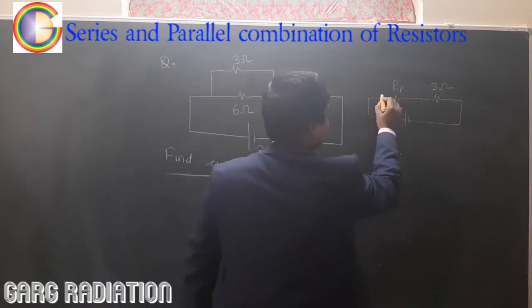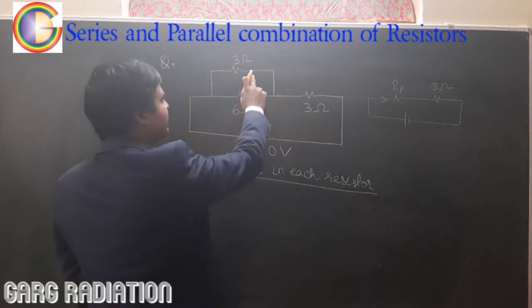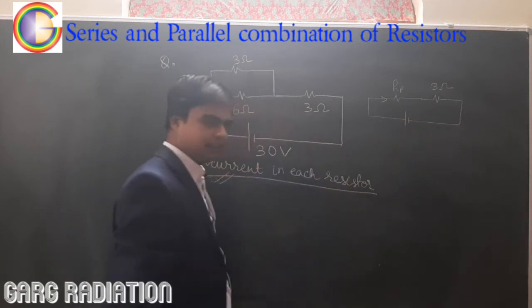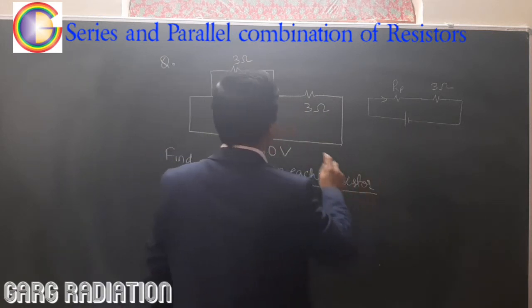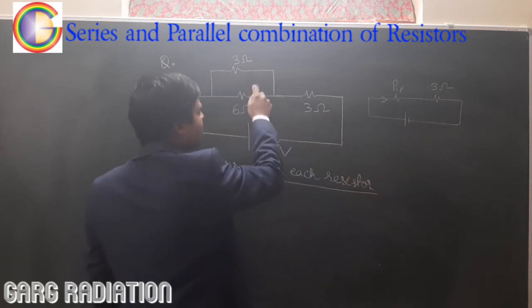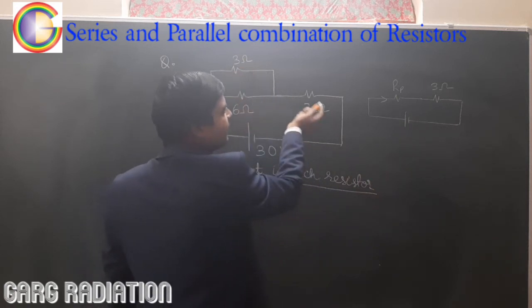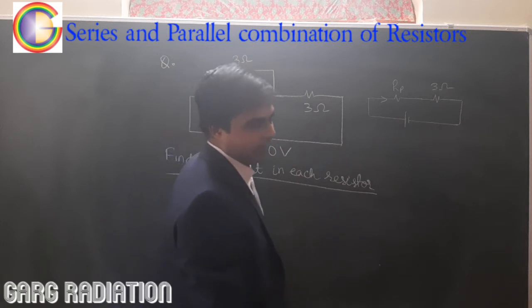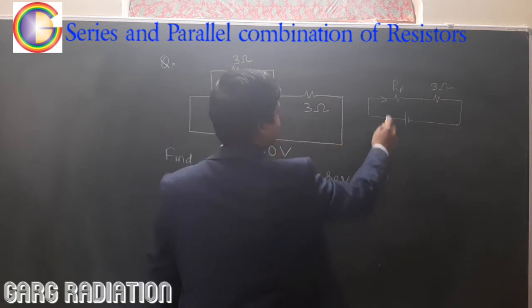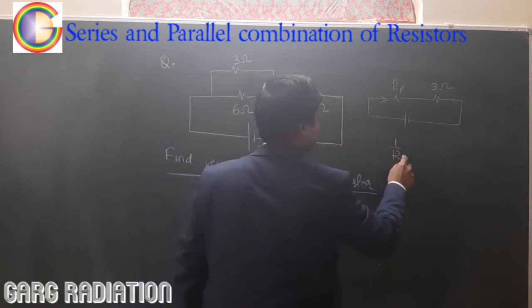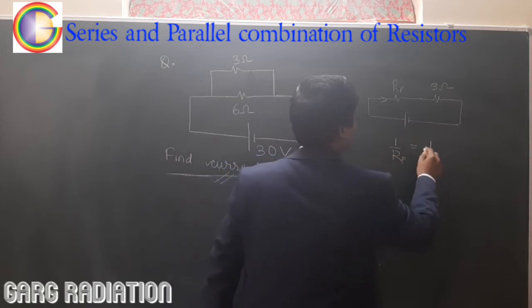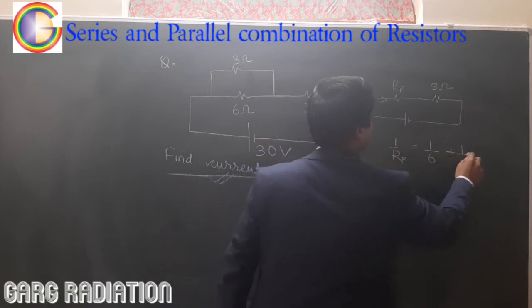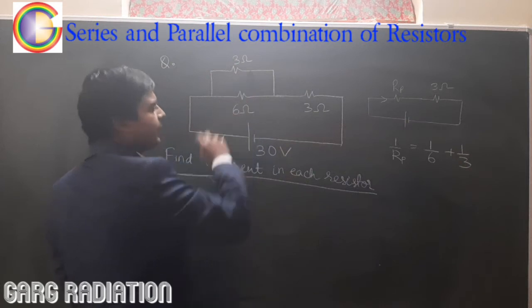And here in the diagram you can actually see that the equivalent of these two is in series with 3 ohm. So once we find this Rp, or the equivalent of these two, then we will have to find R equivalent final. Yes. So let us find Rp. 1 by Rp must be equal to 1 by 6 plus 1 by 3 because these are in parallel.